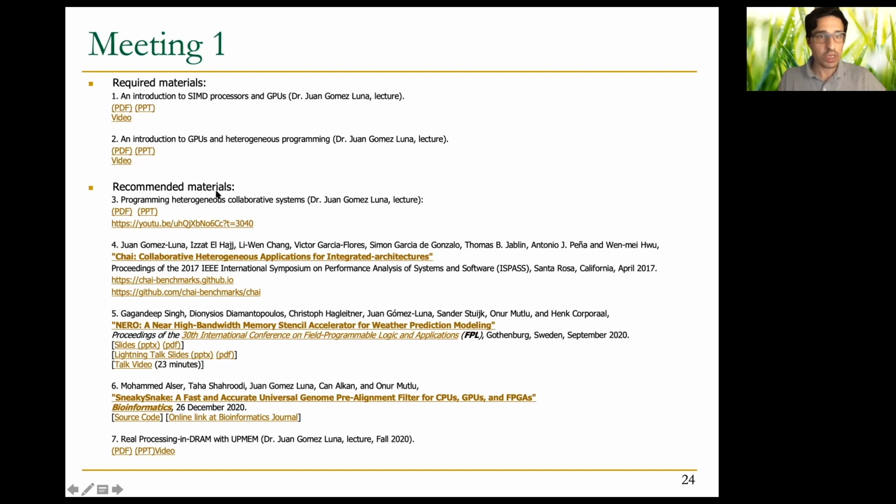heterogeneous systems. And then a little bit more about programming heterogeneous collaborative device systems, like one more lecture, and then 3 important papers of ours. And finally, this one, which I also recommended to you in the other P&S, which is processing in DRAM with the UPMEM system that we also introduced a few slides ago.